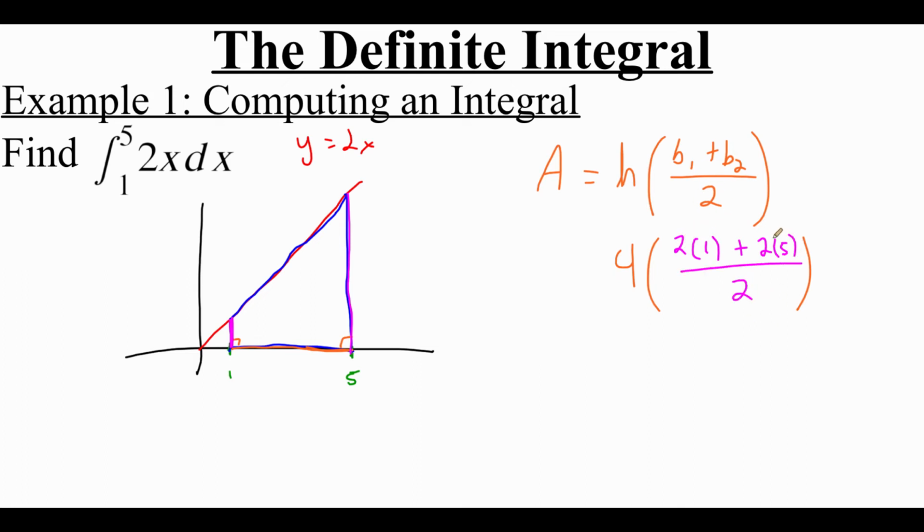Now 2 times 1 is 2. 2 times 5 is 10. So if we add those together on the top, we get 12. Divided by 2 is 6. So we've got 4 times 6, which happens to be 24. So this definite integral, the area underneath this graph on the interval from 1 to 5, that definite integral is 24.